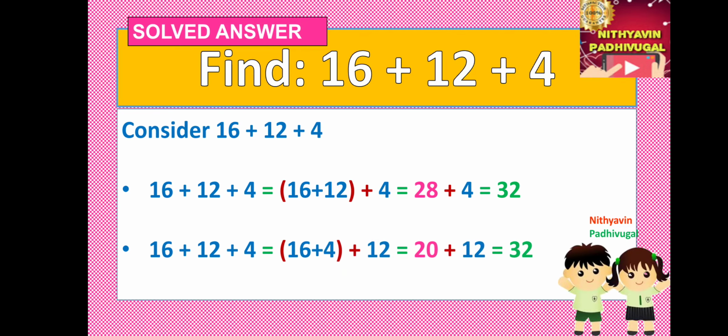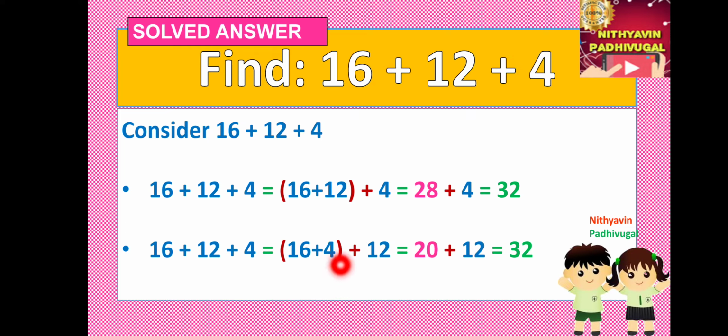The second method is considering numbers together for our convenience. Here the first number is 16, 6 is in ones place, and the third number is 4. 6 plus 4 will give you 10, and it will leave 0 in ones place. It will make our work easier while adding with the third number. So we are rearranging 12 and 4. Now we get 16 plus 12 plus 4 as 16 plus 4 plus 12.